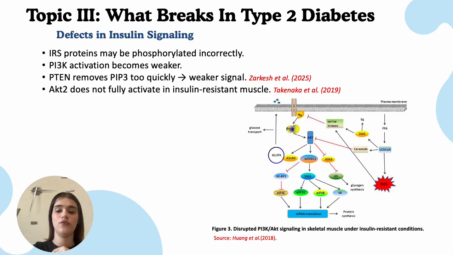If you look at the figure, we can see where this breakdown starts to happen. The red blocks and the arrows show exactly which steps fail. At the top, IRS signaling is weakened. In the middle, PI3K activity is lower and less PIP3 is made. On the right, PTEN is removing PIP3 too quickly. Down at the bottom of the figure, you can see that AKT doesn't fully activate, and that affects the proteins that depend on it. Altogether, the figure shows how the pathway loses strength at multiple steps.